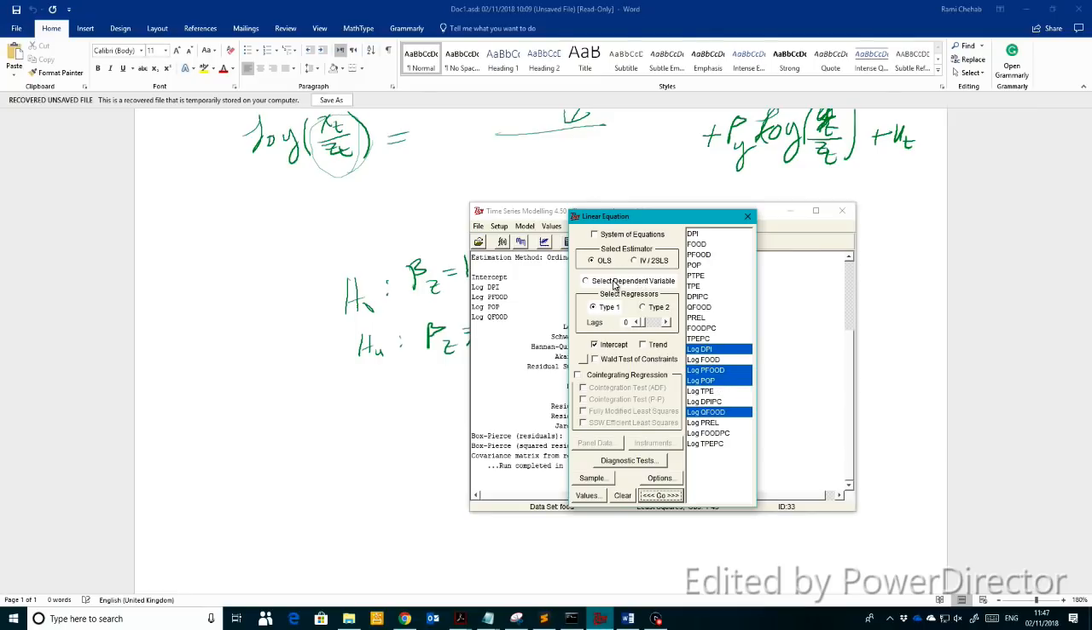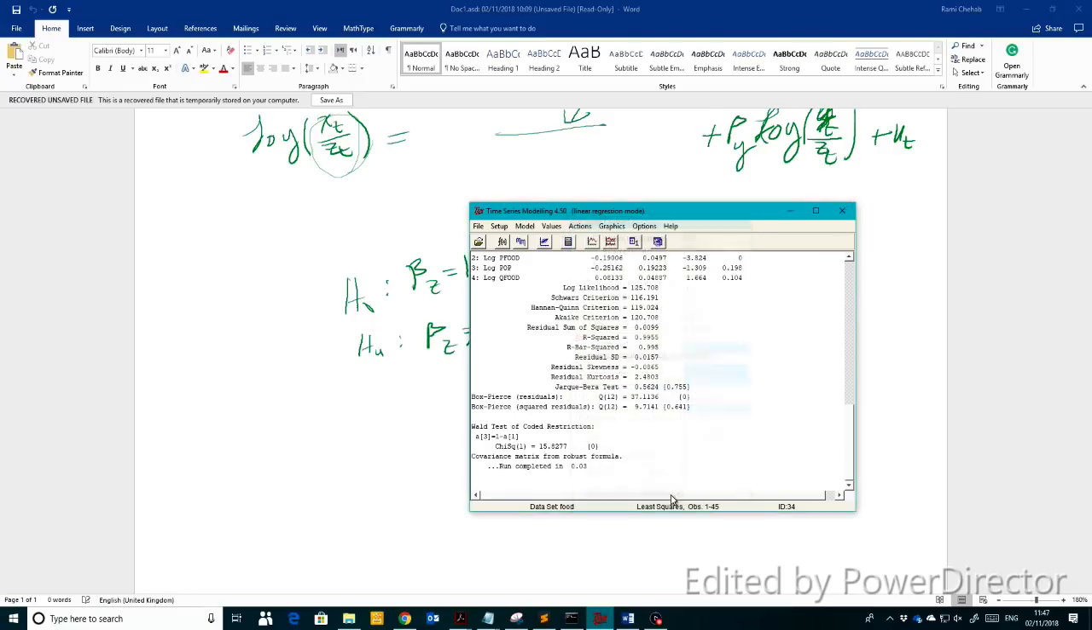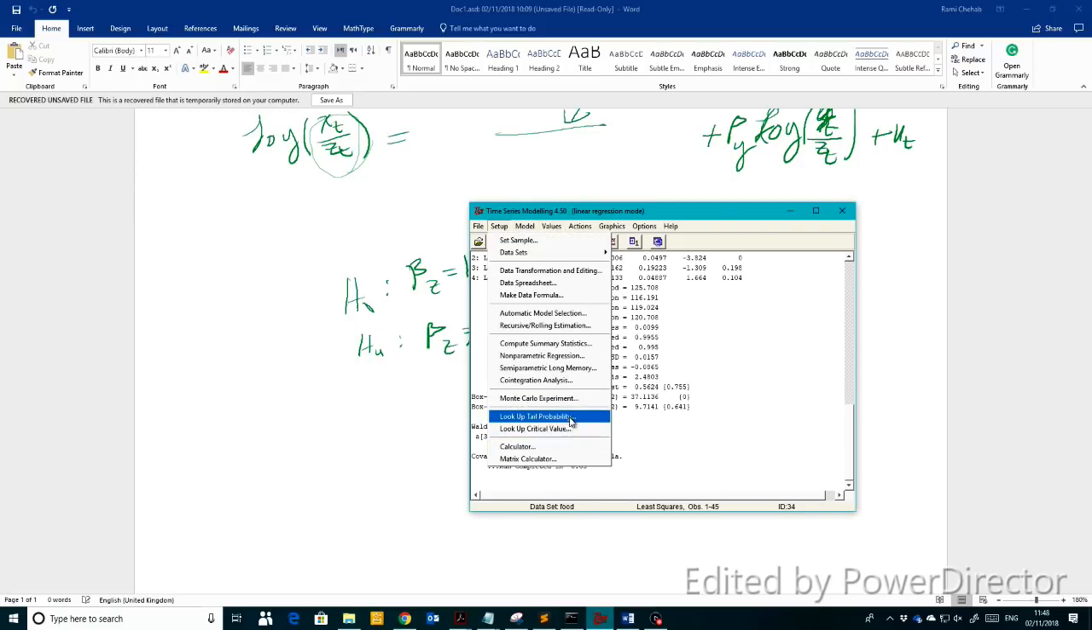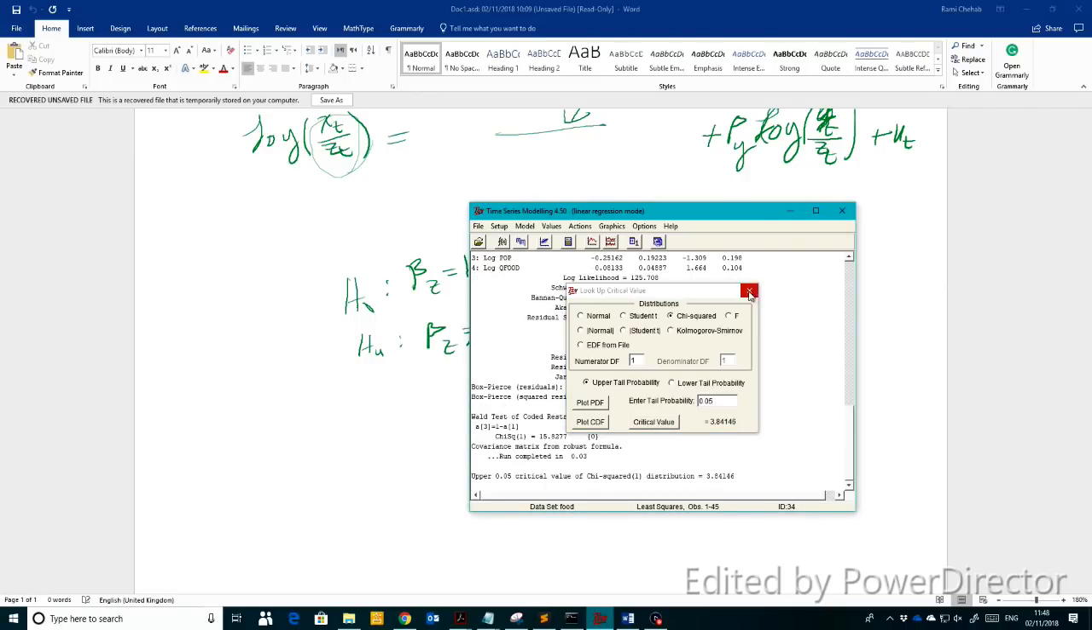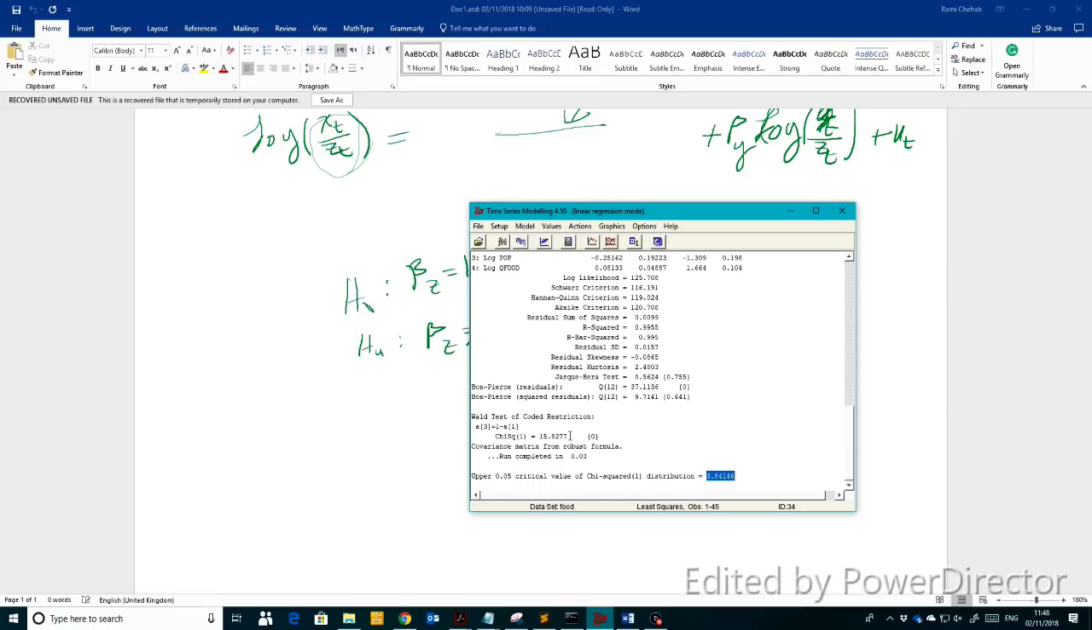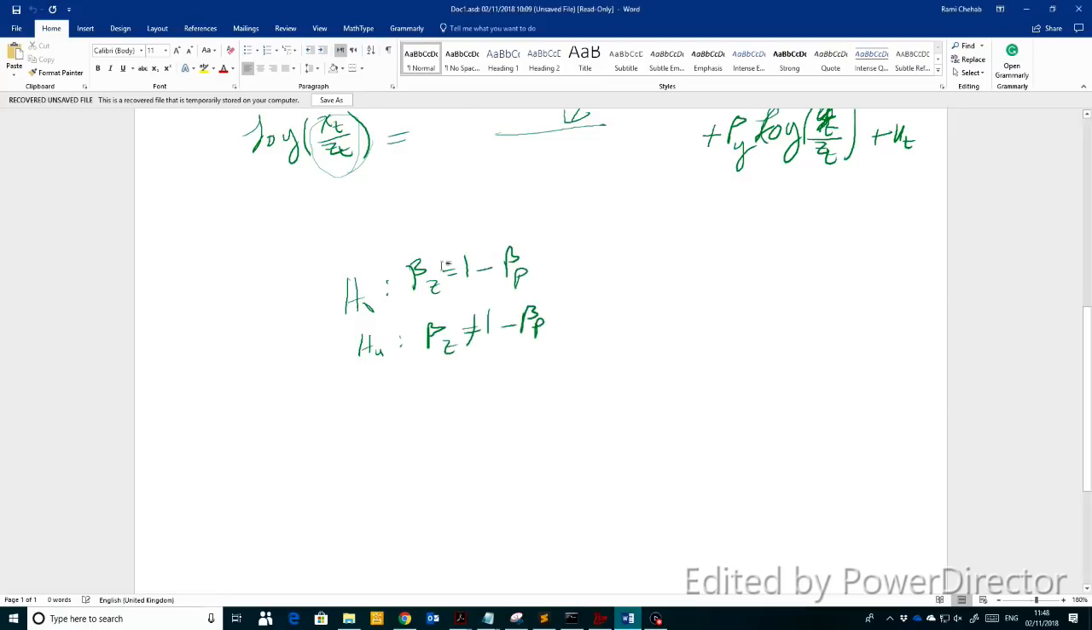So these are the independent variables, and this is the dependent variable, just double check. And then we hit the Wald test constraint, and then we press go. So we see that this is a chi-squared. If we want to test the null hypothesis, we just have to look up the critical values of a chi-squared, and obviously we have to put the number of restrictions, which in our case is 1, and we have to enter the tail probability. So we are talking about 0.05, and then we ask for the critical value. It turns out to be 3.84. So this value is greater than that value, so we reject the null hypothesis that beta Z is equal to 1 minus beta P.